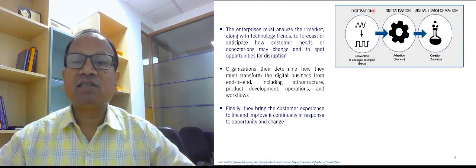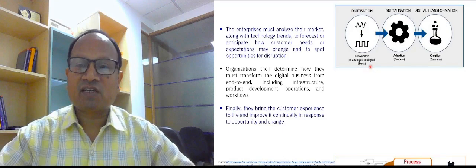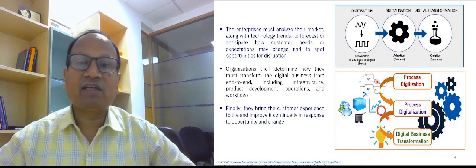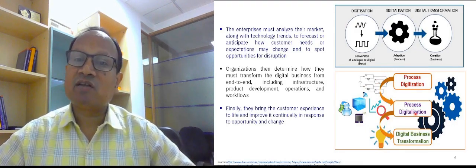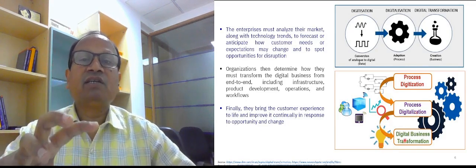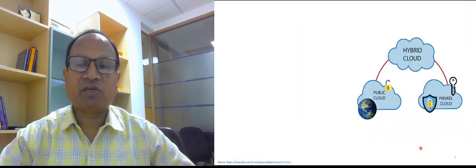So, digitization, digitalization, and digital transformation. This is the sequence. I've already explained in the first slide. The process of digitization begins with operating over the information and data, and then data is structured. It goes to process digitalization, where operations and processes are digitized. And then finally, the enterprise, organization, institution is digitized, called digital business transformation.